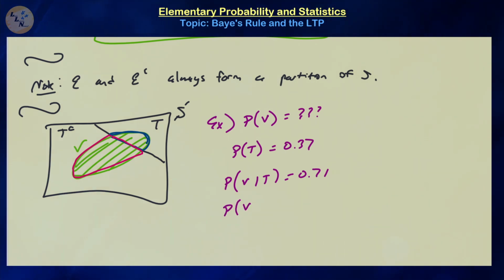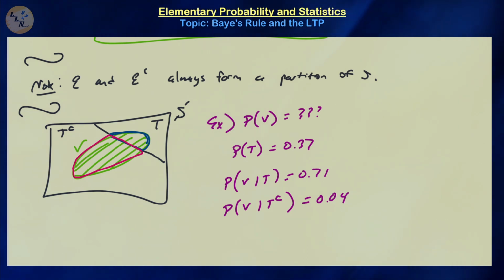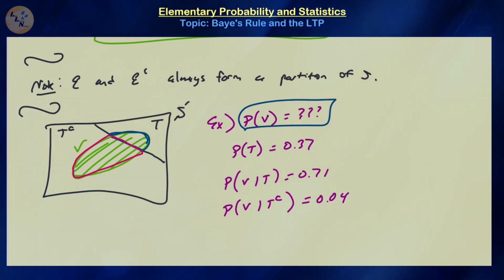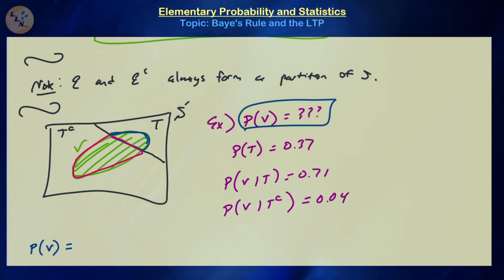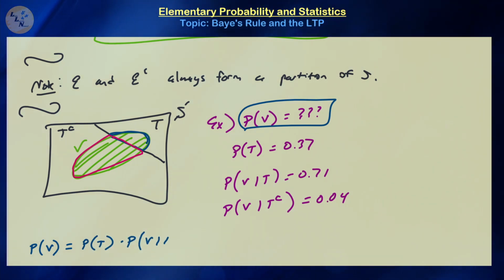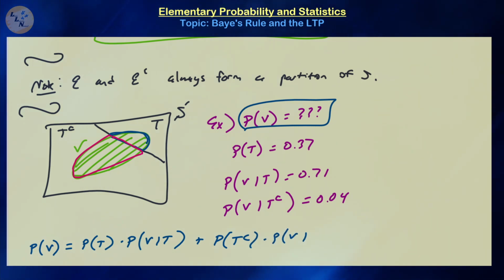And also let's assume that the probability that you have the virus, assuming that you tested negative, is really low. Of course, we want that to be as low as possible in practice. So from these pieces of information, what is the probability of V, right? Using the law of total probability, the probability of having the virus is equal to the probability of testing positive times the probability of getting the virus, assuming that you have tested positive, plus the probability of not testing positive times the probability of having the virus, assuming that you have tested negative, right? Because T and T complement partition the space of S.